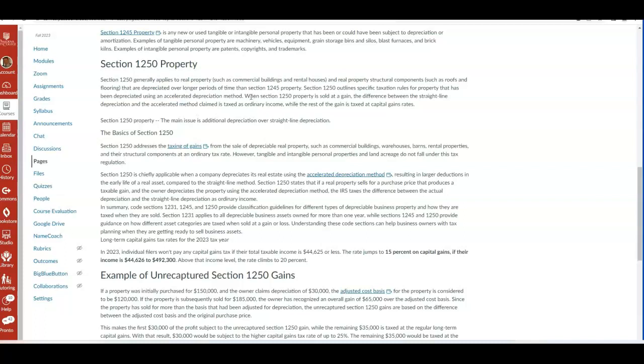Okay, so this is the tricky part a little bit. When Section 1250 property is sold at a gain, the difference between the straight line depreciation and the accelerated method claimed is taxed as ordinary income. So remember, if you decide to do accelerated depreciation and you sell it one day with a gain, anything that is more than straight line depreciation will become ordinary income, because it looks like you tried to do accelerated depreciation to reduce your ordinary income and pay less ordinary income tax.